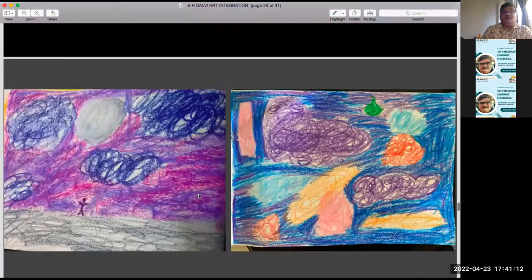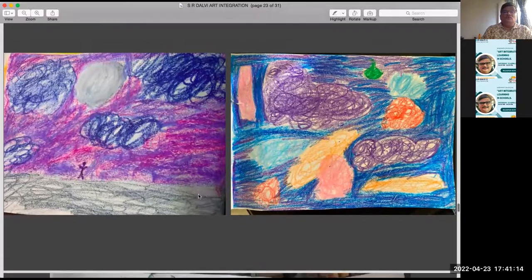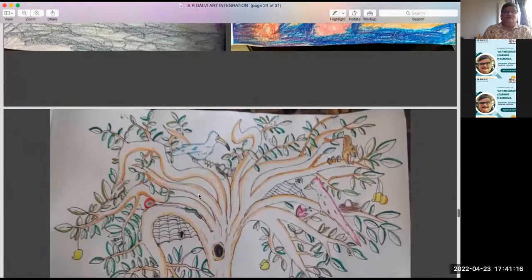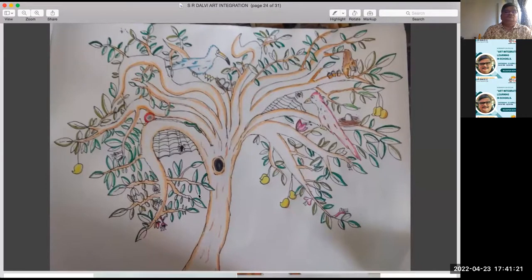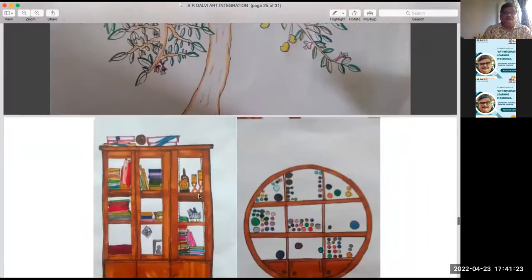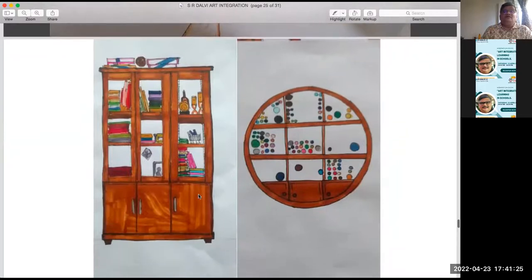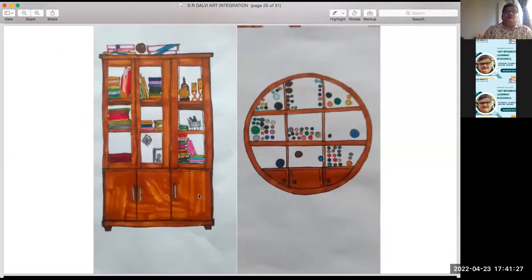Let me tell you, these cloud pictures are from grade 1 and grade 2. This is grade 3 and grade 4. This is a slightly higher grade, this is grade 5 and 6.